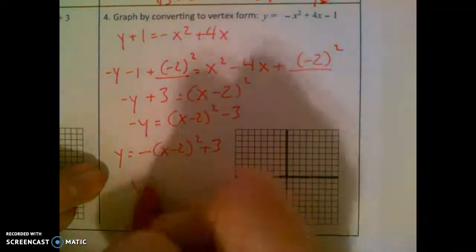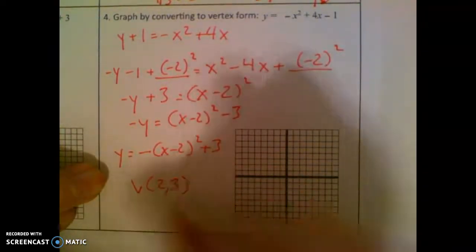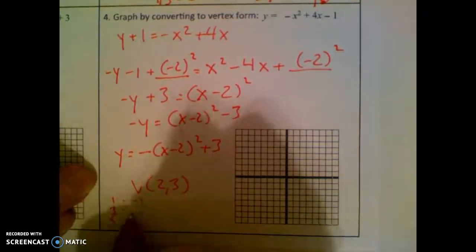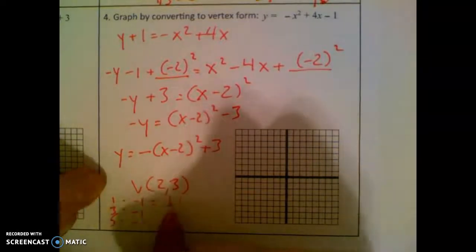All right, vertex will be at 2, 3, and then you're going to do the 1, 3, 5 pattern, but you're going to multiply by a negative 1. So it's going to be going down 1, down 3, and down 5.